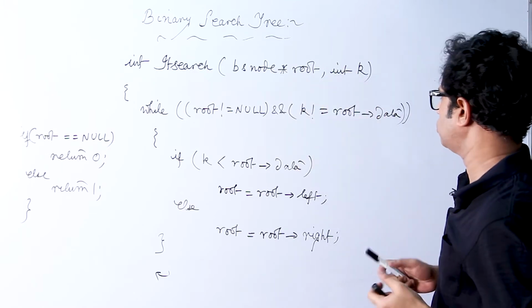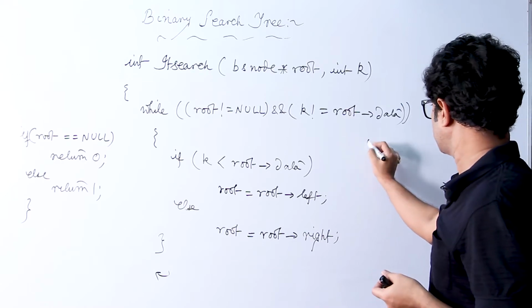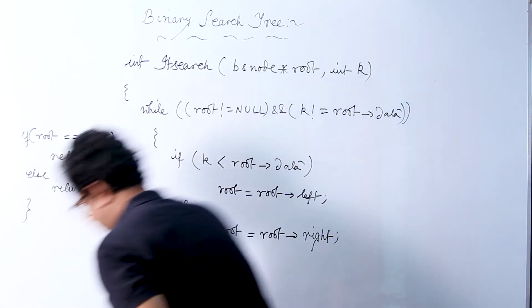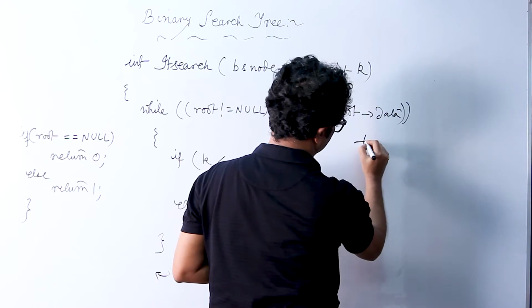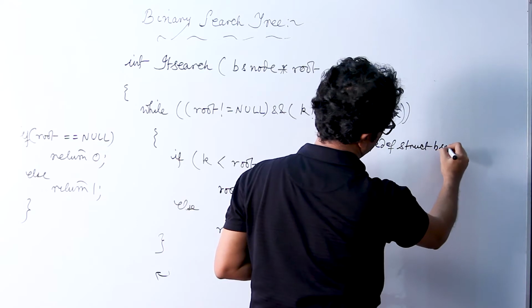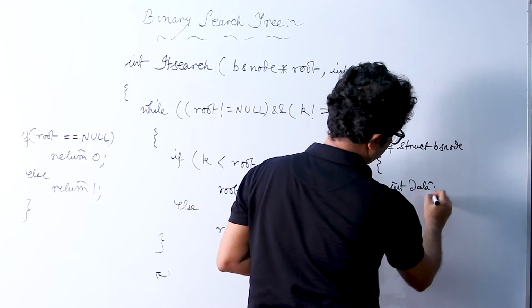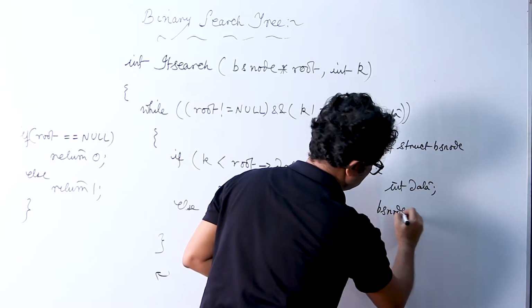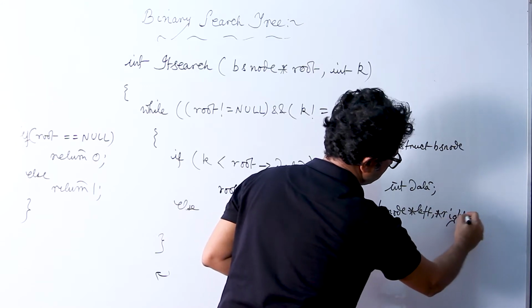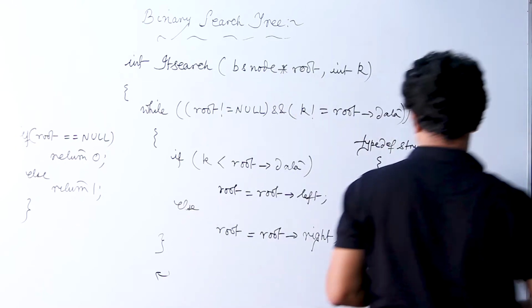What is bs node star root? Let me again recapitulate what we have done in a previous video. That is the structure definition of the binary search tree node. It is like this: typedef struct bs node, int data, bs node star left, bs node star right. So this is the structure definition of the node of a binary search tree.